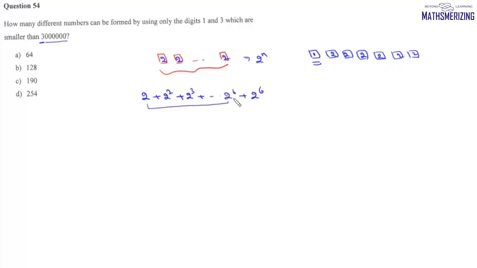Now this is a GP, so we can write this as a (r to the power n minus 1) upon (r minus 1), which is (2 to the power 6 minus 1) upon (2 minus 1), plus 2 to the power 6. So there'll be 2 to the power 7, which is 128, minus 2 and then plus 64, which is 190, and that's your option number C.